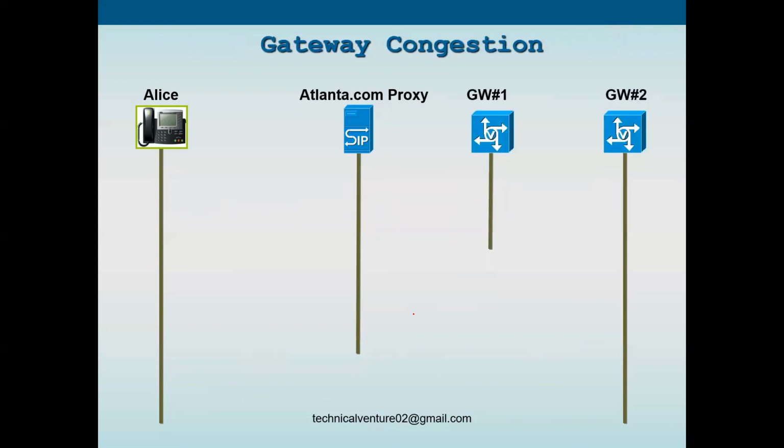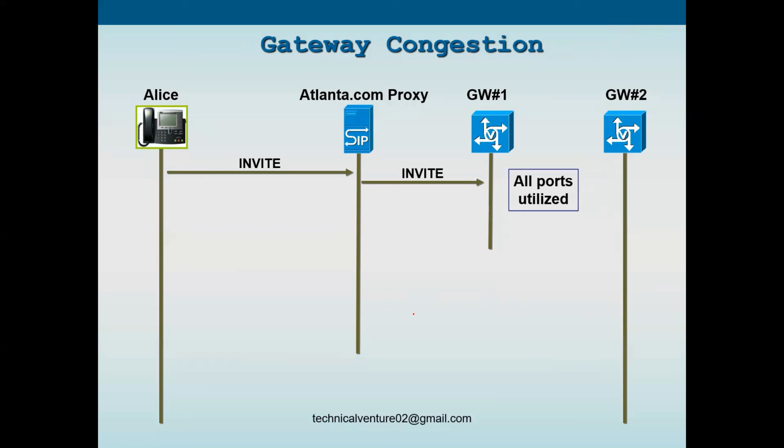Now we have the next thing, that is gateway congestion. Like if one gateway is not available, or maybe the gateway is down. There are so many scenarios. This is one example. So same thing, invite from Alice to the proxy, that is Atlanta or Biloxi, anything. Then proxy will send an invite to the gateway. Then there is a condition, like we are taking the example in which all ports of the first gateway are already utilized.